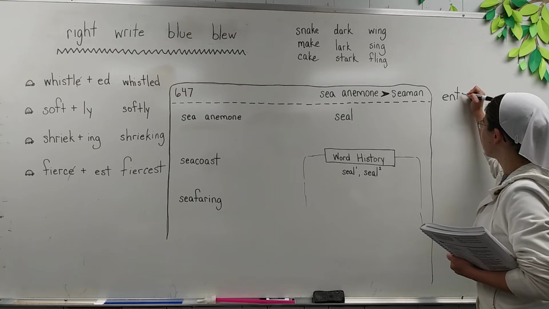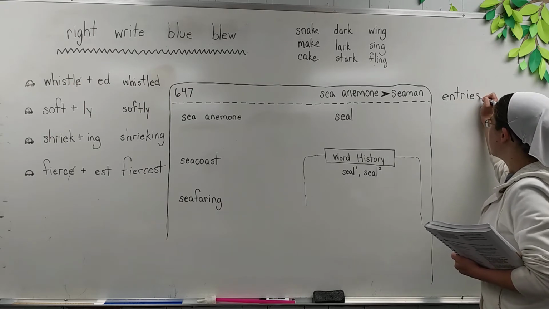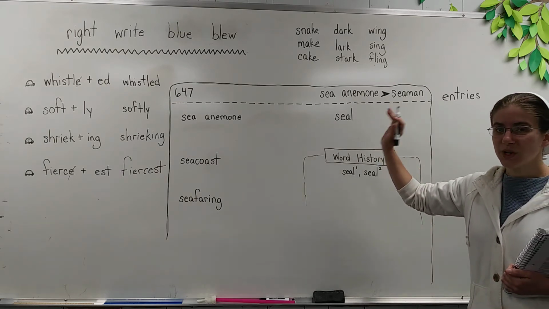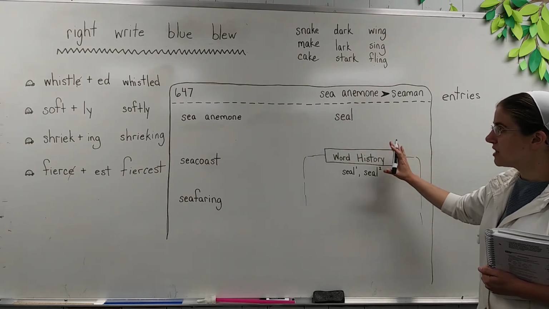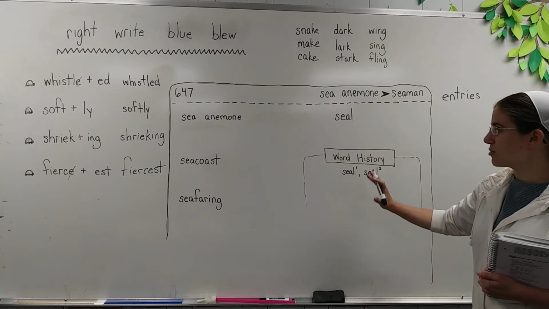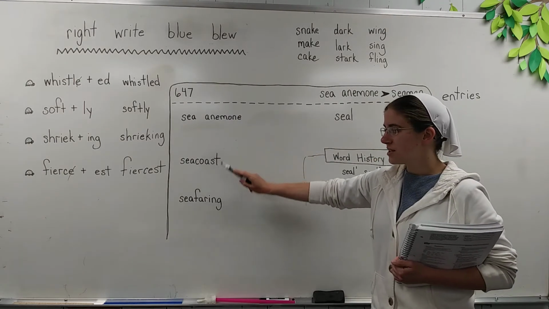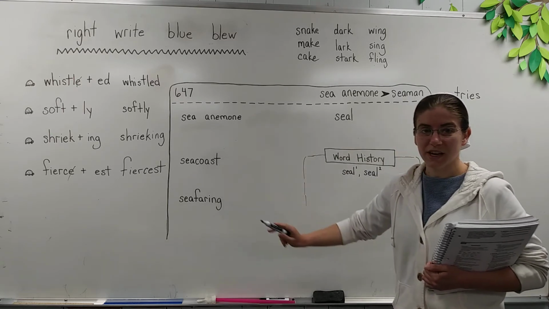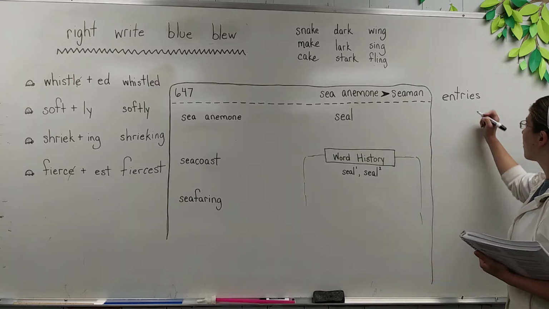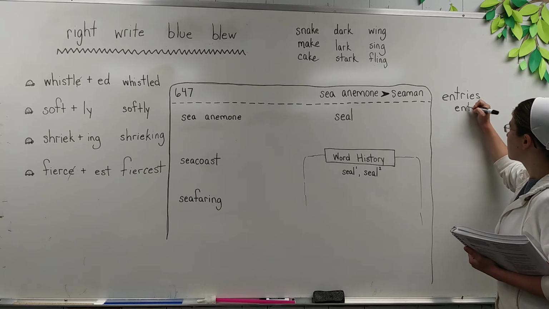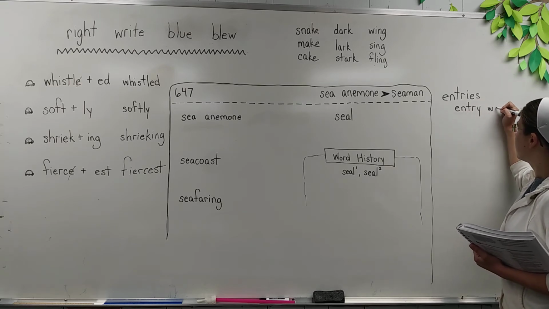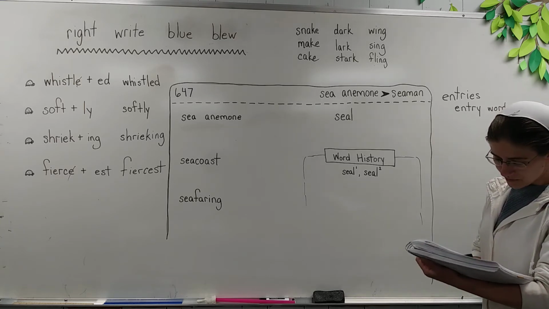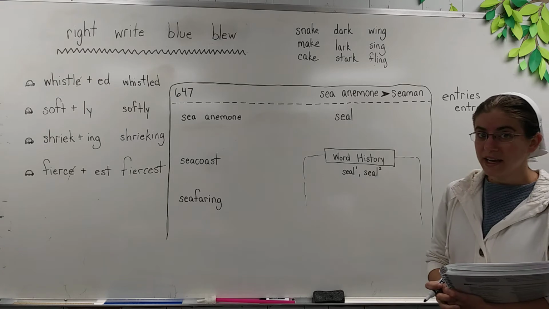I'm going to write that up here. So here's a sample dictionary page. We're going to pretend here's our dictionary, and this is a sample page. So all the words that we find in the dictionary and on that page are called entries or entry words. Okay? Now, entries are in ABC order.